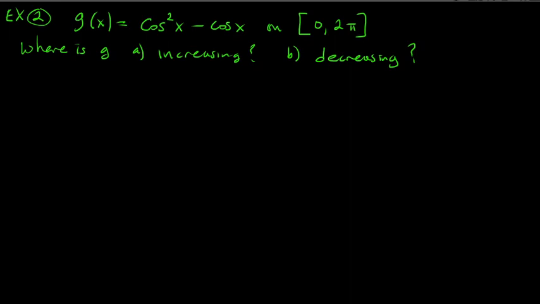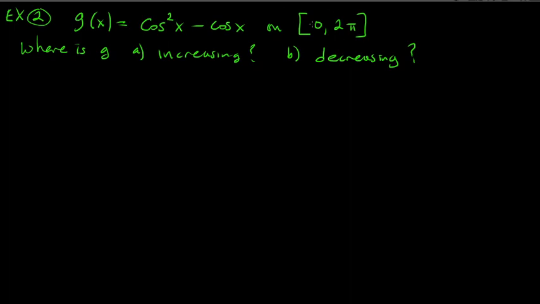Okay, so we have another function. g of x is cosine squared x minus cosine x. And we're only going to look between 0 and 2 pi. Remember, 0 to 2 pi is effectively one complete period of the cosine function. Now, because of the cosine squared, it might be more than one period, but that's okay.